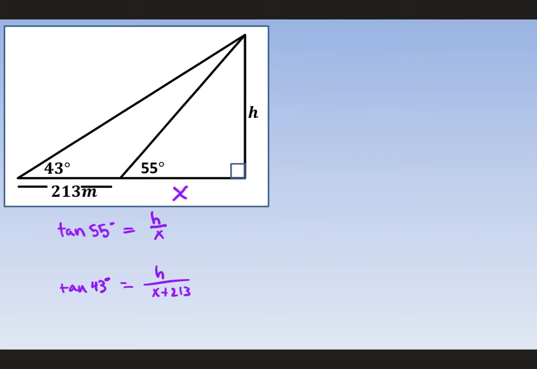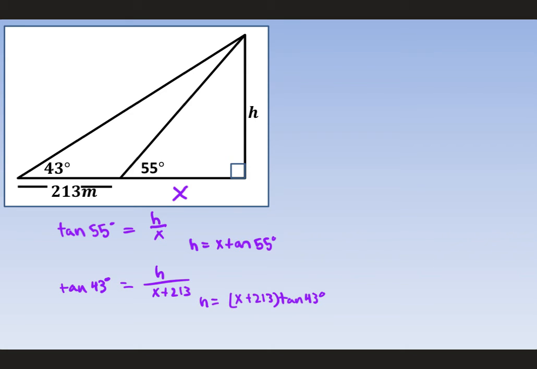Well, I'm going to go ahead and do a little bit of rearranging here because I notice these both have this h in common. So if I multiply this x over and I multiply this over, I'm going to be left with h equals in both equations. So my first equation is going to become h equals x times the tangent of 55 degrees. My second equation is going to be h equals (x plus 213) times the tangent of 43 degrees.